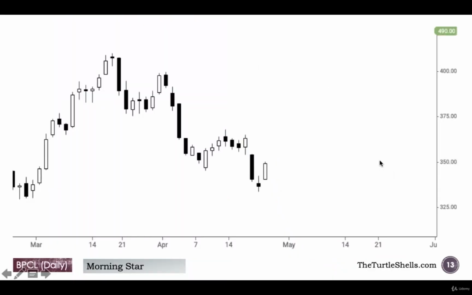Have a look at this example. This is BPCL daily time frame. Now, this is a nice U-shape pattern, which is a Morning Star. It's a perfect Morning Star because the bodies are not touching and the white real body has closed above the midpoint of the first black candle. It is coming after a long downtrend. Okay. So it's a very nice potential trade setup.